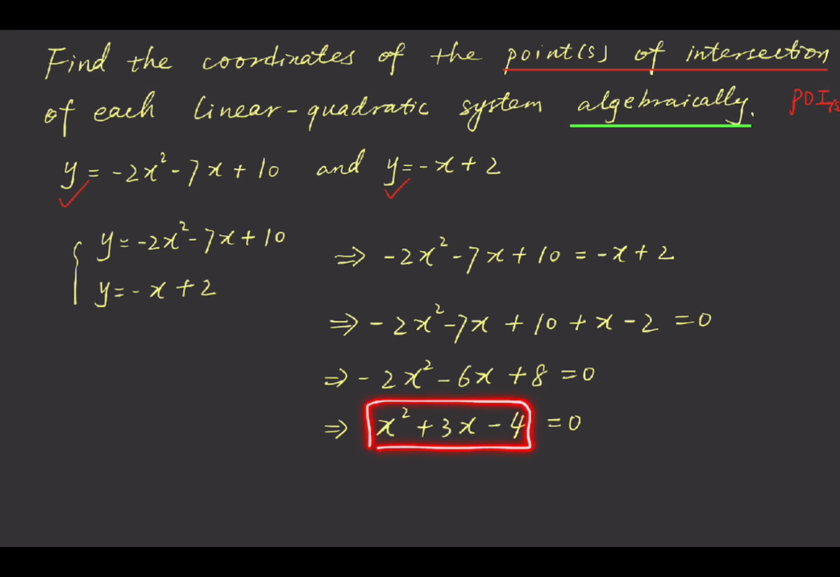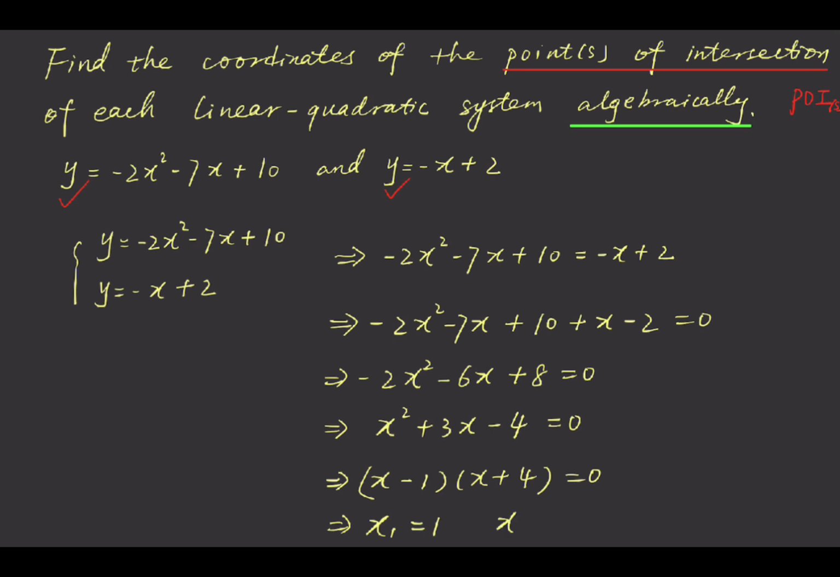Then we can factor this side. It should be x minus 1, x plus 4 equals 0. So x1 equals 1, x2 equals negative 4. This number and this number are roots for this equation, and they are different numbers. So we can figure out this parabola and this straight line have two different POI.